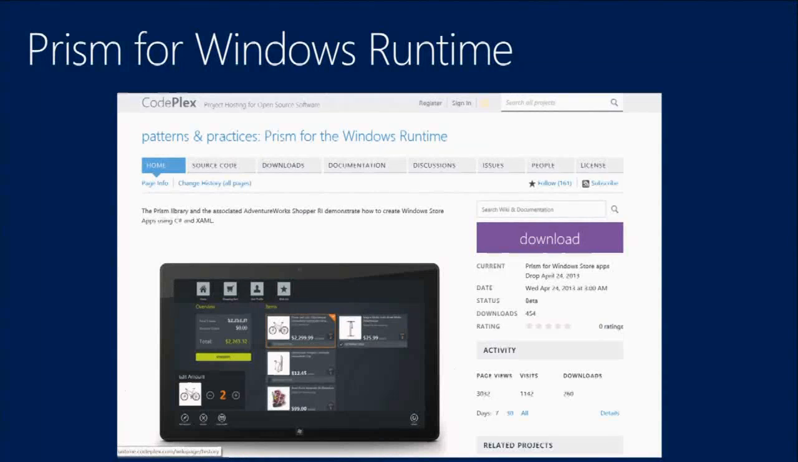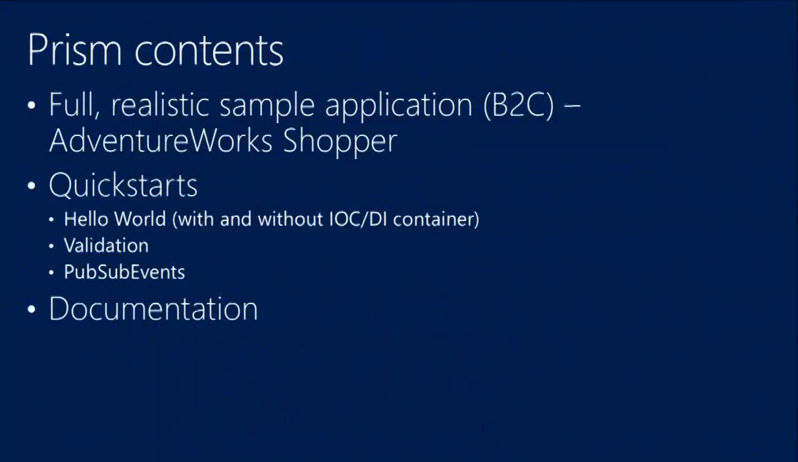All right. So what's in the box, if you will? If you go and grab this Prism stuff and start trying to figure it out and see what it can do for you, the main thing I'm going to be demoing shortly is this big end-to-end sample application called the AdventureWorks Shopper. The way we approached this is, good frameworks are not built, they're grown or extracted from existing code.